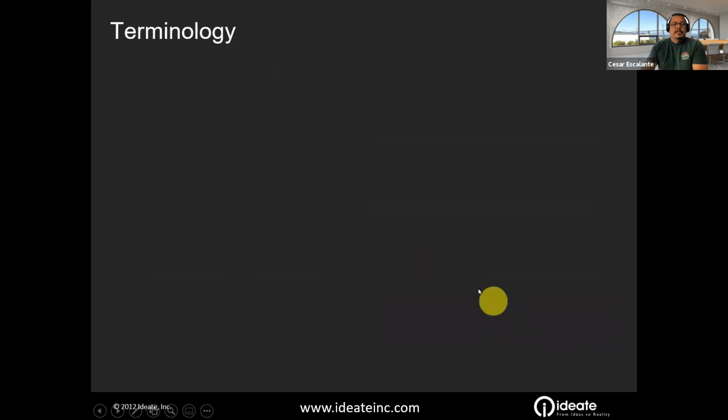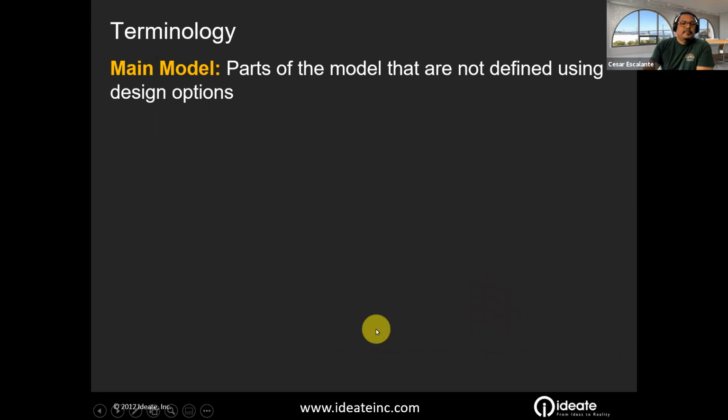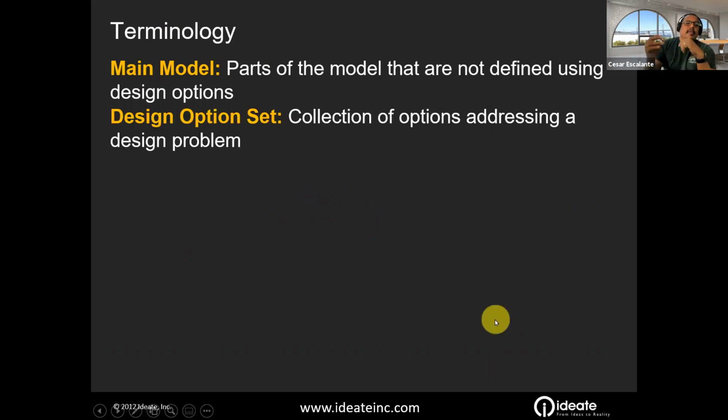Let's look at the terminology around design options. In design options, we have something called the main model, which is the rest of the project. The rest of the project that is not a design option. That's the part of the model that is not defined using a design option. And pay attention to this term because it's also on the test on Thursday. Or you can do a screenshot afterwards.